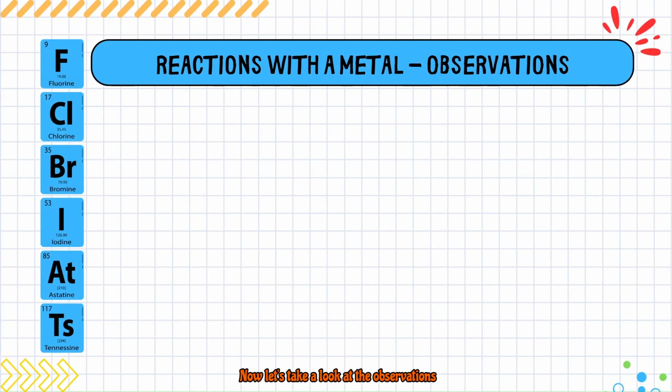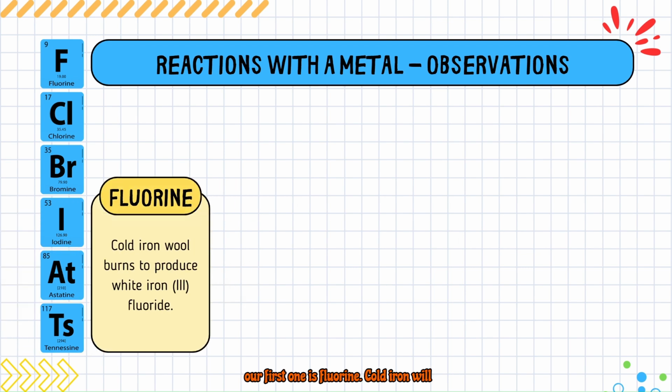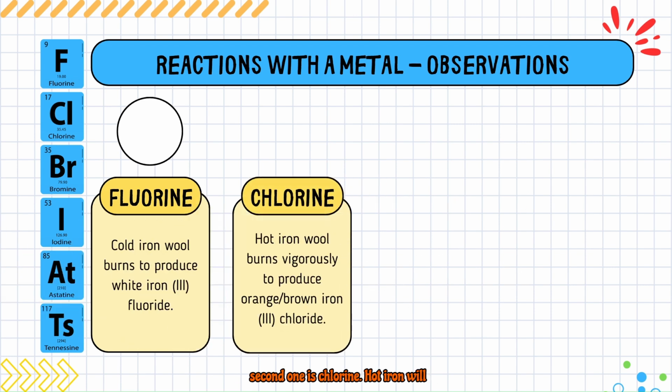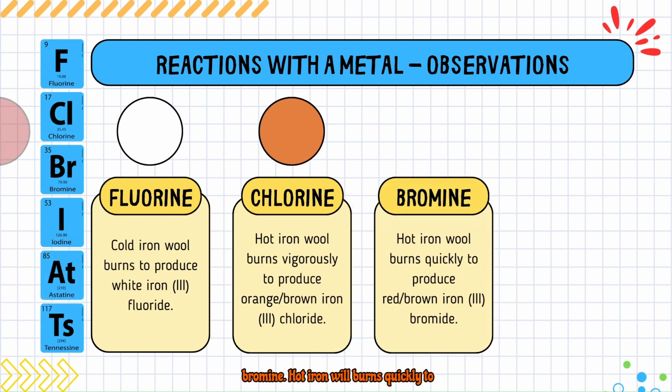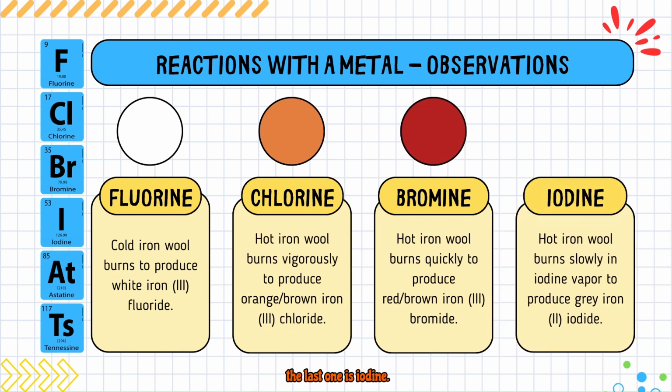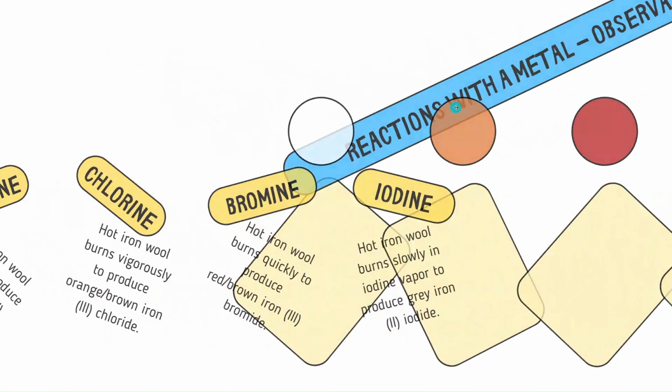Now let's take a look at the observations of how halogens react with a metal. So our first one is fluorine. Cold iron wool burns to produce white iron fluoride. The second one is chlorine. Hot iron wool burns vigorously to produce orange or brown iron chloride. The third one is bromine. Hot iron wool burns quickly to produce red or brown iron bromide. And the last one is iodine. Hot iron wool burns slowly in iodine vapor to produce grey iron iodide.